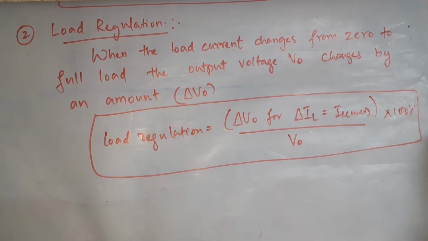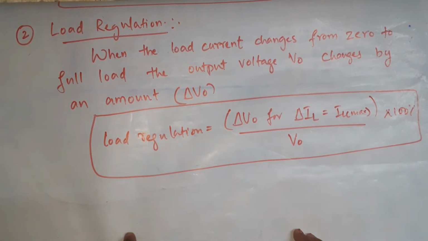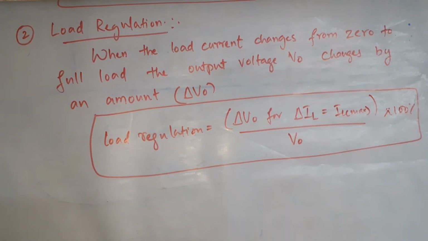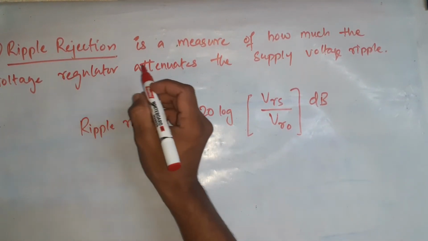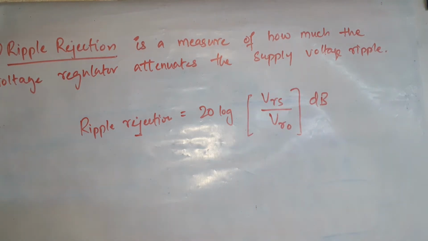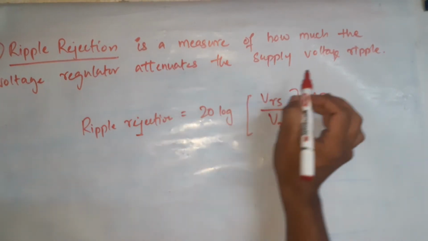Another one is remaining, ripple rejection. I don't have space, I need to clean the board. This is your ripple rejection statement. Ripple rejection is a measure of how much the voltage regulator attenuates the supply voltage ripple.